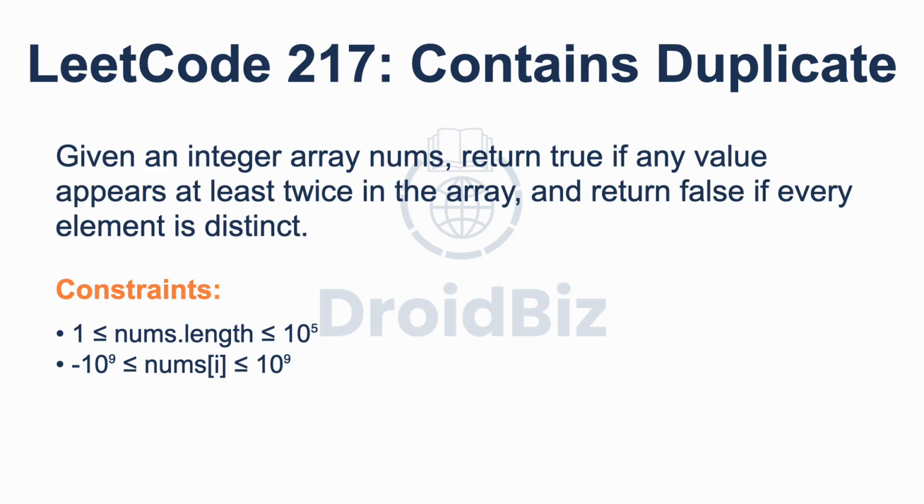Now, let's look at the constraints. The array can have 1 to 10 raised to 5 elements. Each number can be from -10 raised to 9 to +10 raised to 9. These are important to consider for our solution.